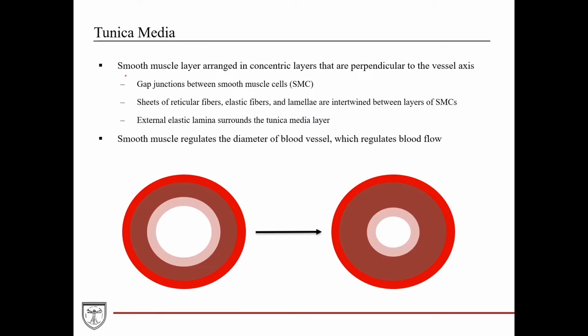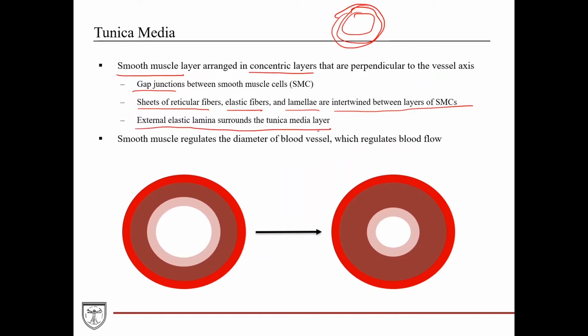So the tunica media, as I mentioned, is the smooth muscle layer, and it's arranged in concentric layers, meaning in circular layers like this, multiple layers around the lumen here, and then you have the tunica intima in here. And these are perpendicular to the vessel axis. So the axis of the vessel is coming into and out of the screen, versus these fibers are going around like this at a 90-degree angle. There's gap junctions between the smooth muscle cells to help facilitate contraction. And then you have sheets of reticular fibers, elastic fibers, and lamellae that are intertwined between the layers of smooth muscle cells. There's an external elastic lamina that surrounds the tunica media layer, and you could almost think of it as a border between the tunica media and the tunica adventitia.